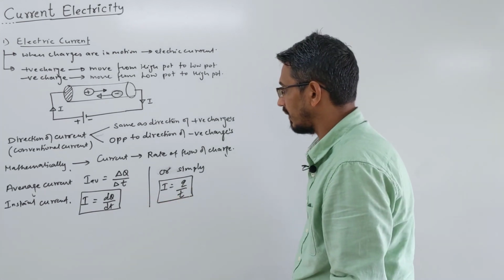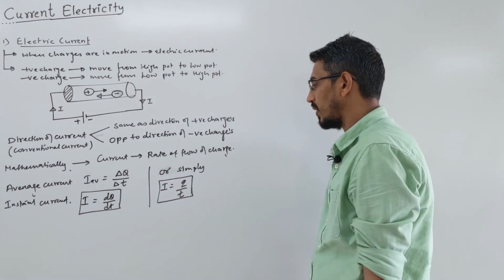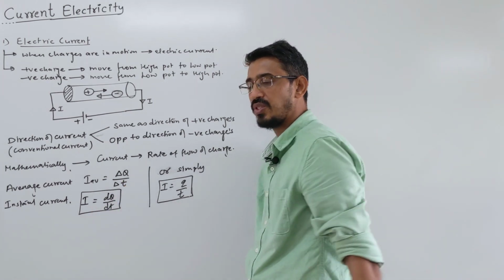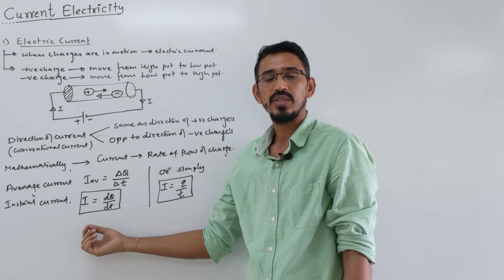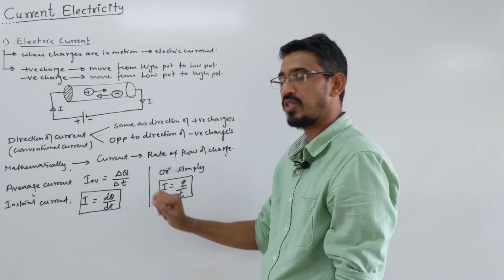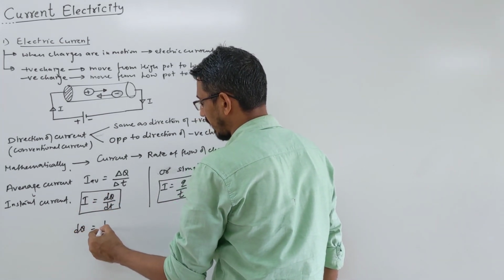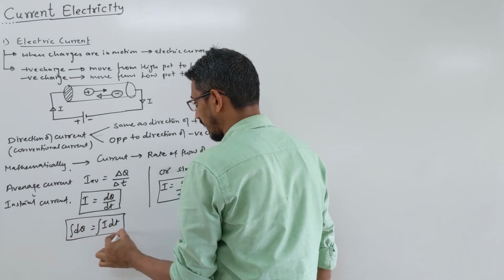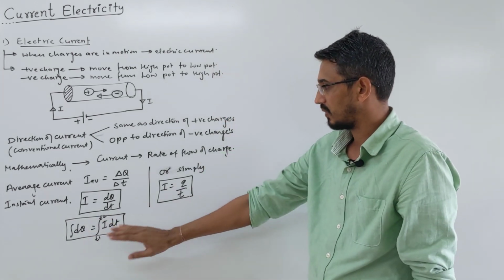Instant current and average current are discussed, and the general formula is there. Now watch carefully what will happen here. Either the rate of flow of charge equation will be given and you can differentiate to find the current, or sometimes the current equation will be given and they will ask how much charge is passing. Then you do integration: to find charge, you write I dt and integrate both sides, from the given time t1 to t2.